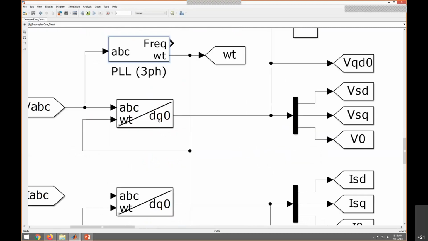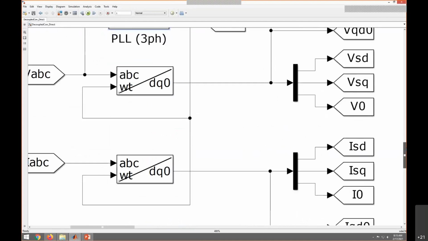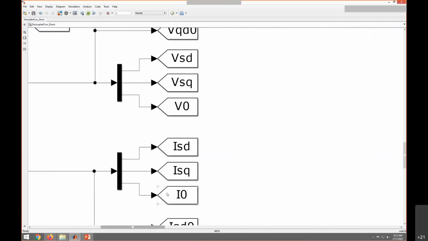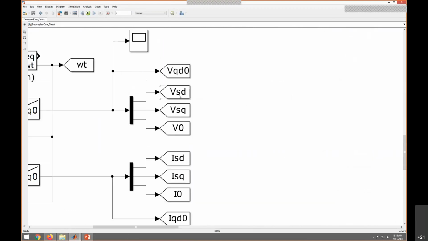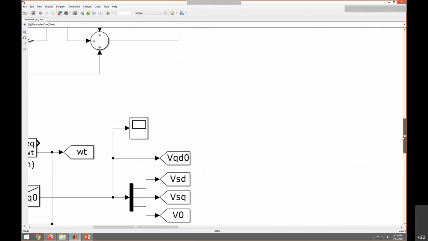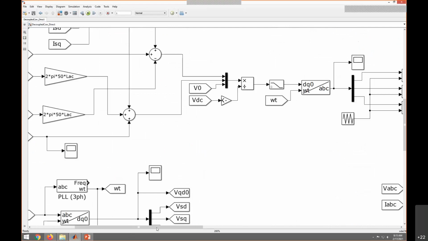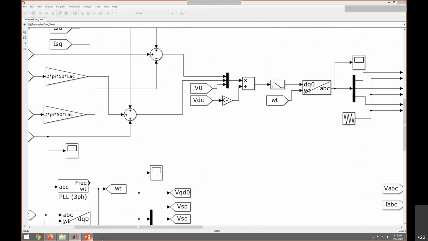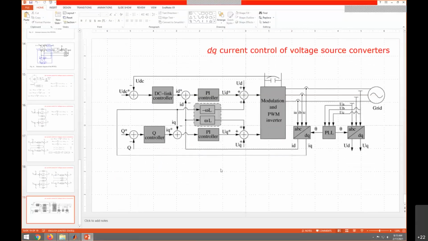So we obtain VD, VQ, V0 and ID, IQ, I0. Since we require the individual ones, I demasked. So this is VSD, VSQ, V0, and ISD, ISQ, I0. So first this transformation is completed.